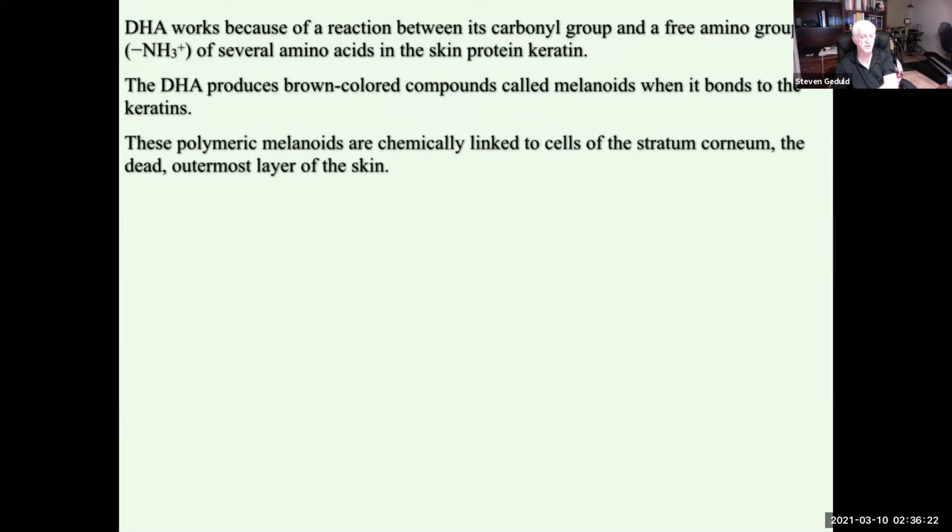Okay. These polymeric melanoids are chemically linked to cells of the stratum corneum. Remember the stratum corneum? We haven't done it in this class, but the stratum corneum is the outermost layer of your skin. Okay, that's the dead layer of your skin that's on top. So that's what this DHA binds to, the stratum corneum. It doesn't bind deeper than that. It binds to the outer layer of your skin, the stratum corneum.